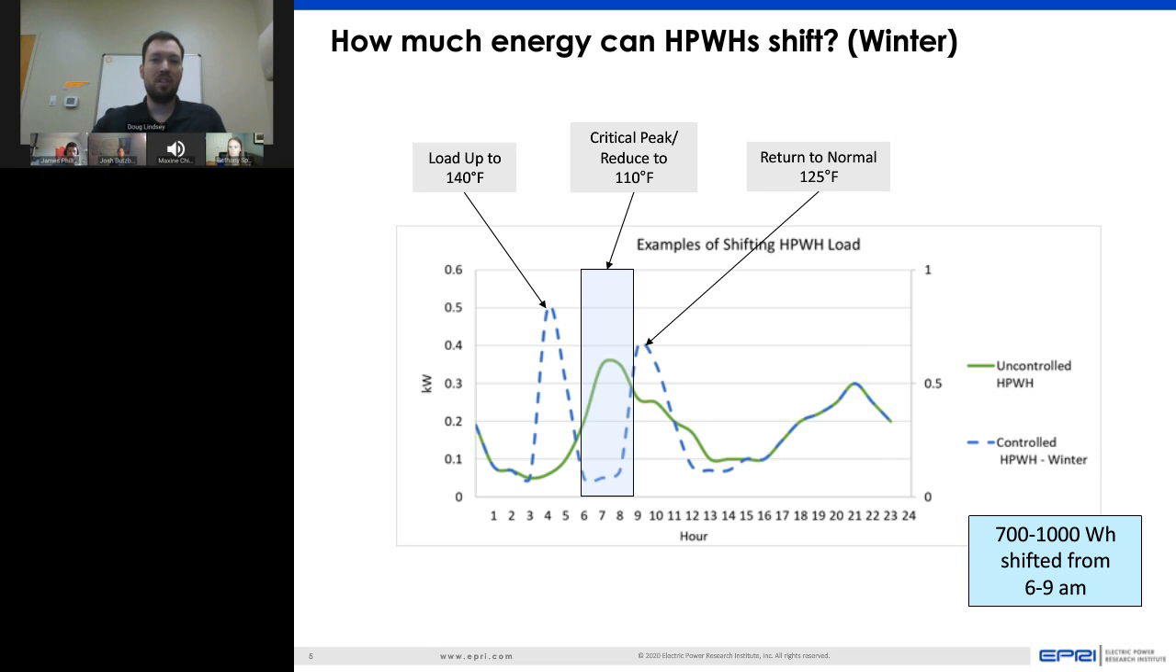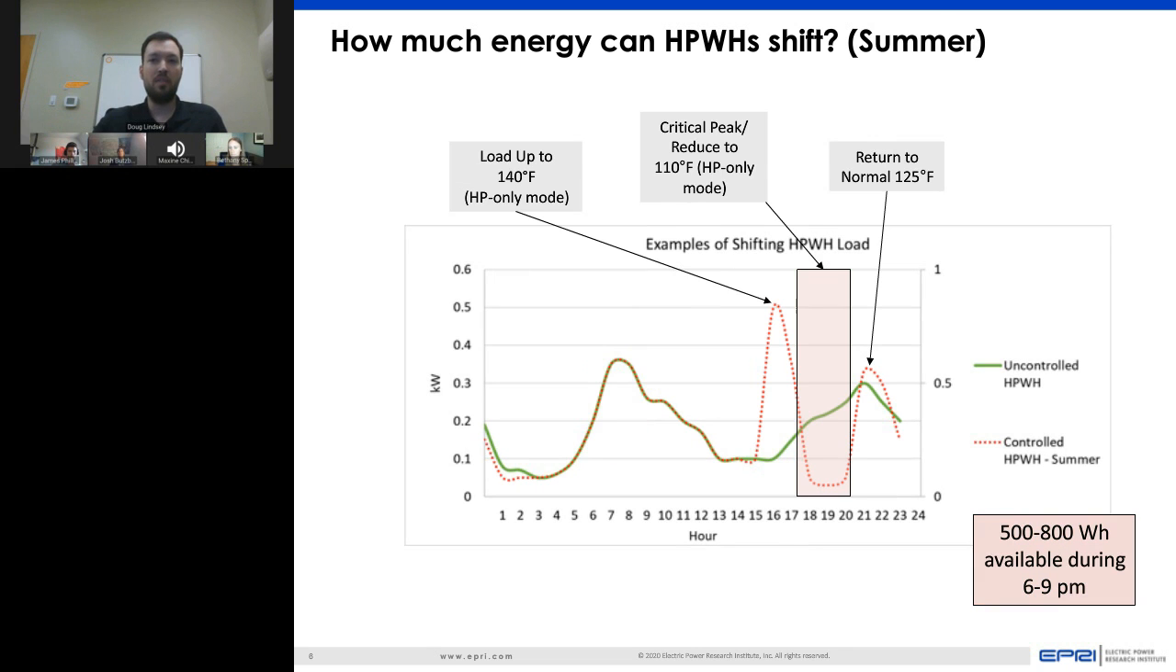So that was a winter example. Here's a summer example for the afternoon peak period. There's less capacity, of course, less load there to shift because we don't use as much hot water in the afternoon or evening. But I'm showing an example where you could save 500 to 800 watt hours. And again, I think these are more aggressive because I've seen some examples from other demonstrations where they just do a load shed command. And with today's programming of the water heaters, that's not enough, in my opinion, to be as meaningful as we possibly can be.